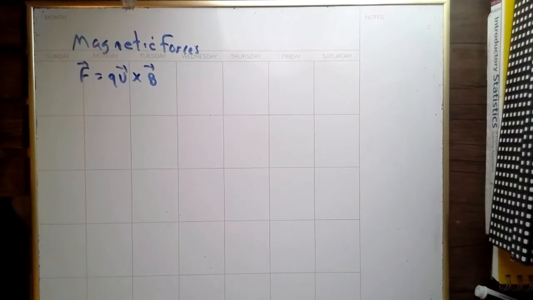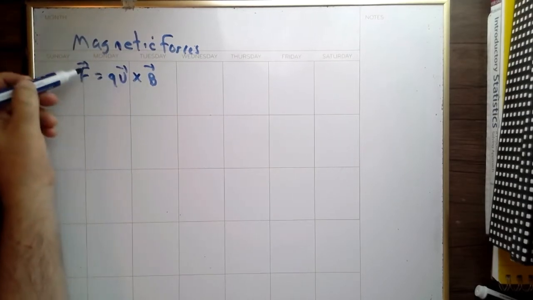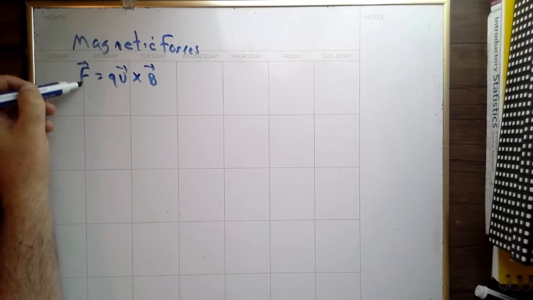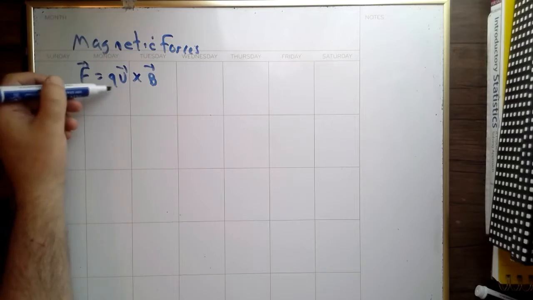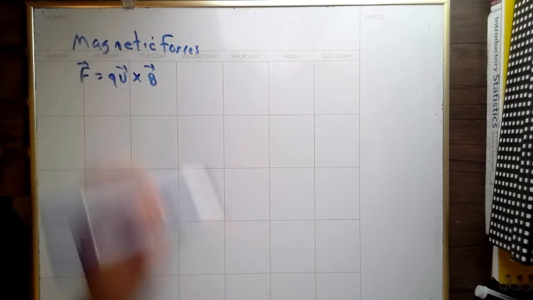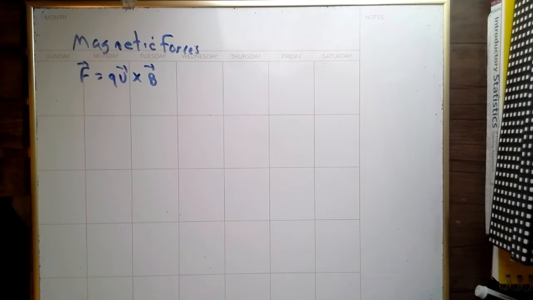Okay, let's talk about magnetic forces and the right-hand rule. So, a moving charge in a magnetic field will feel a force F equals Q V cross B. It's a cross product. First off, note only moving charges even see magnetic fields.